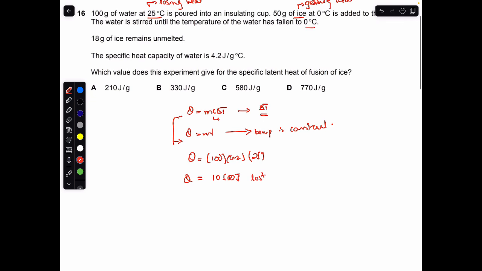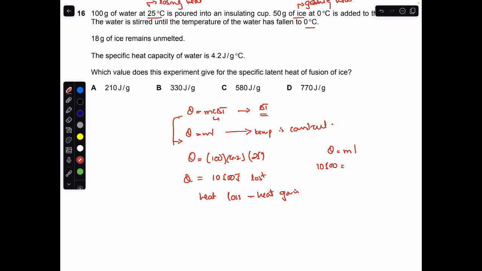Obviously, in heat questions, always remember heat loss is equal to heat gain. This is an assumption that you make. Then that means if the water lost 10,500 joules of energy, then the ice gained 10,500 joules of energy. But because the ice is at constant temperature, the formula I'm going to use is theta is equal to ml. Theta I have calculated, which is 10,500.